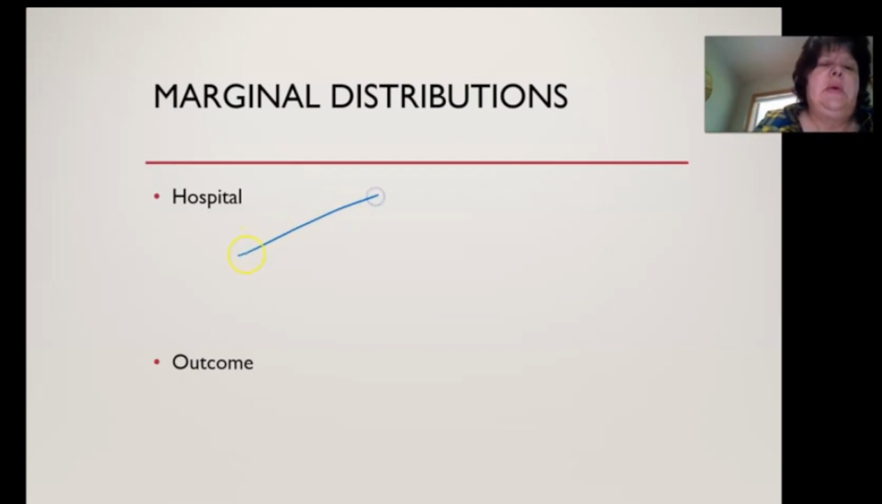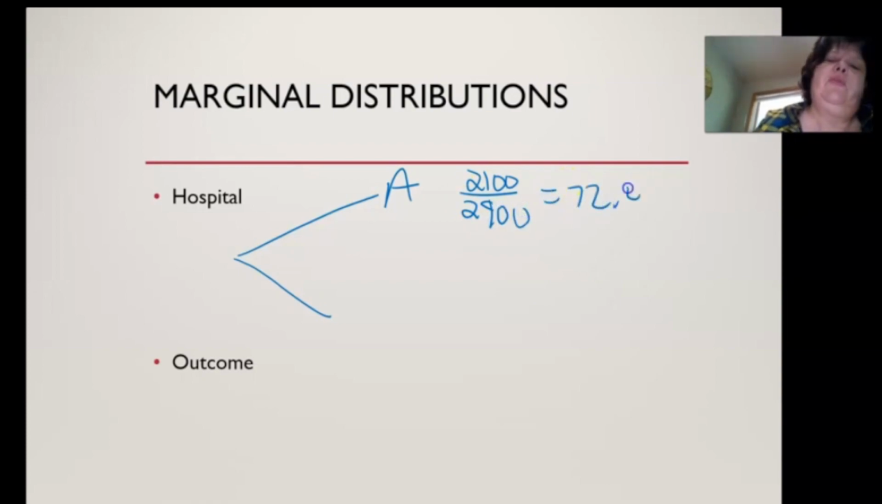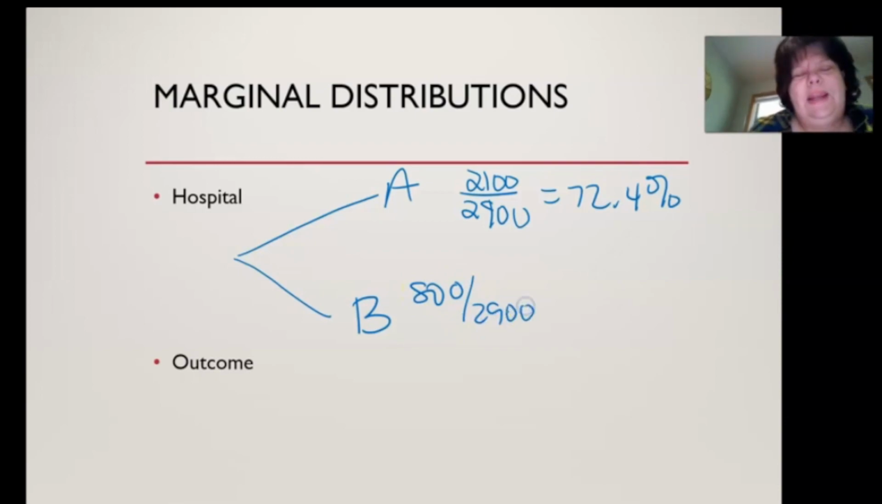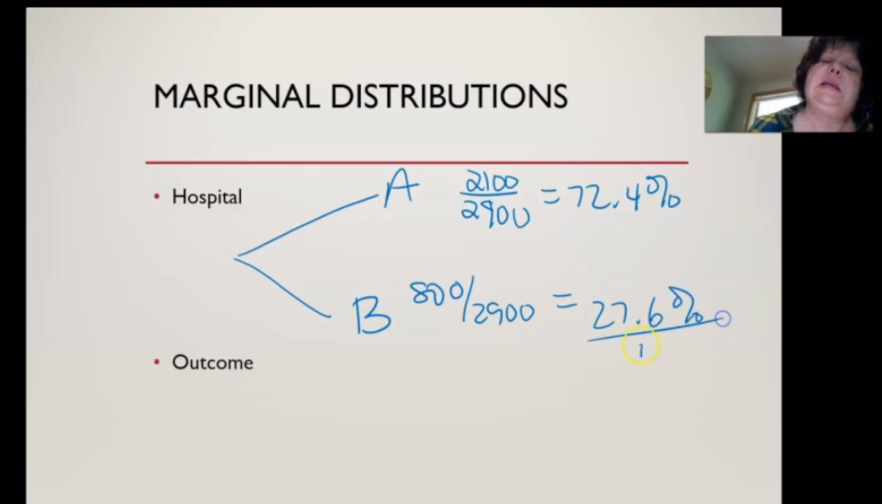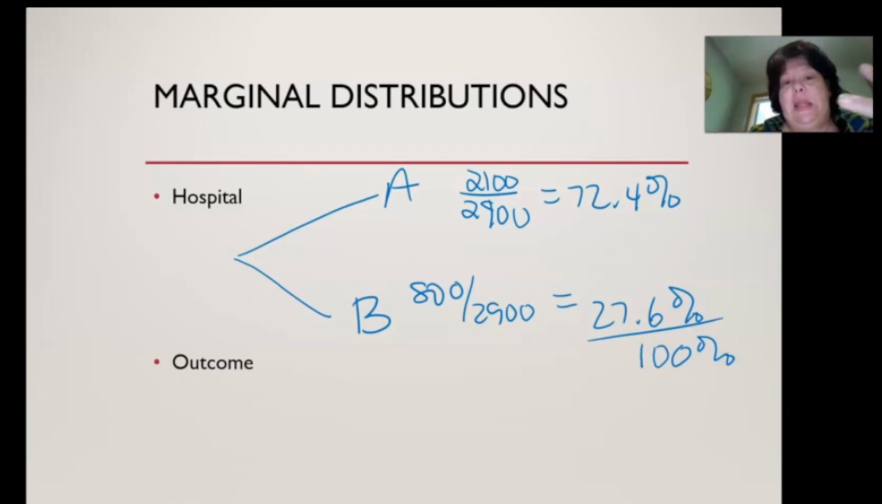If we look at the marginal distribution for hospital, we can say hospital A had 2,100 patients over 2,900, and that is 72.4% of the patients. And hospital B had 800 over 2,900 patients, and that was 27.6%, which adds up to 100%. That's the marginal distribution for hospital. If anyone asks you to find that, that's how you do it. Take those numbers and divide by the grand total for marginals.